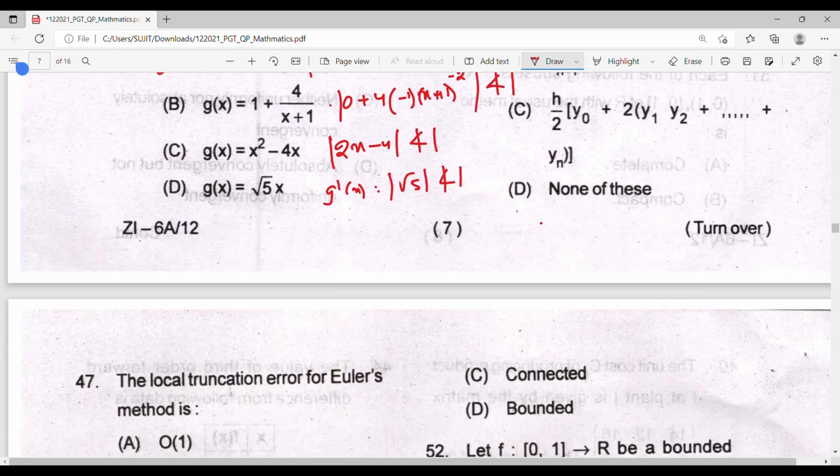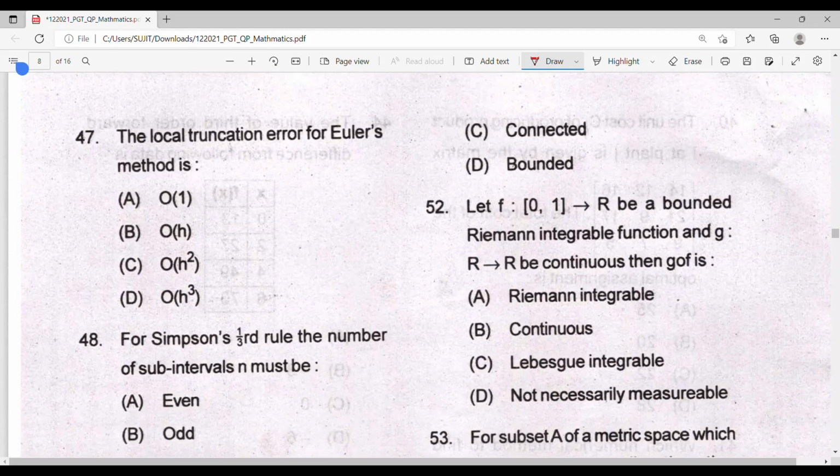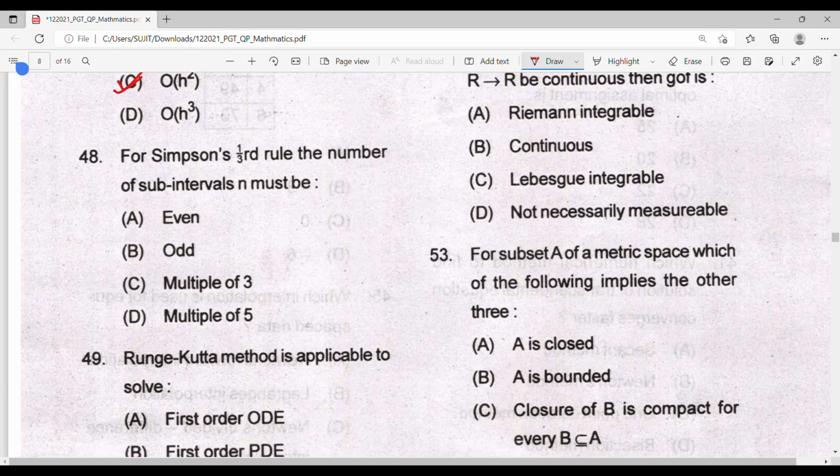Now come to 47. The local truncation error for Euler method is how much? This is of order h square, or big O of h square. This is the local truncation error of Euler method. Now come to 48. For Simpson one-third rule, the number of subintervals n must be how much? We know that in Simpson one-third rule, the number of subintervals must be even. So even is the correct answer.